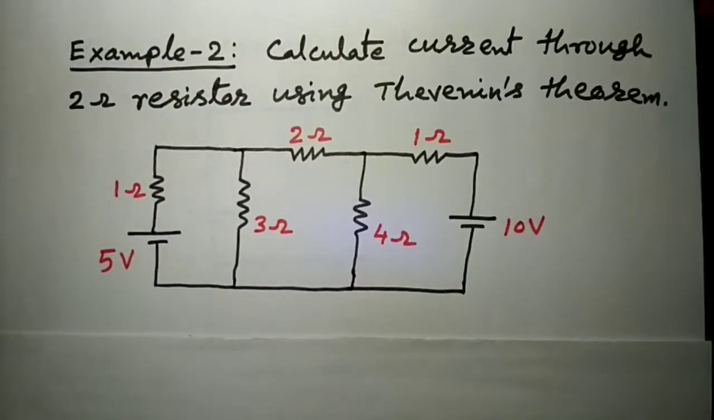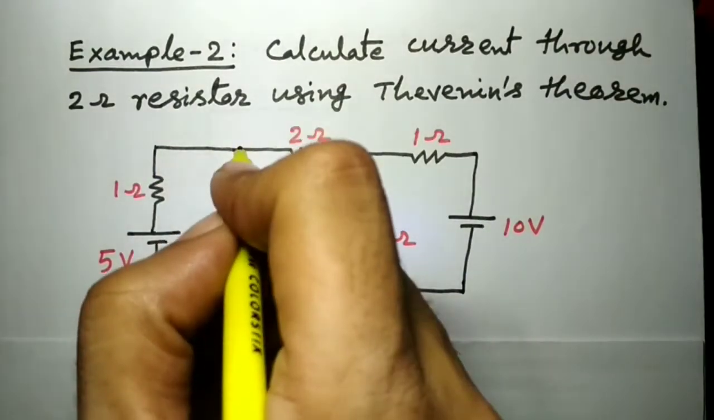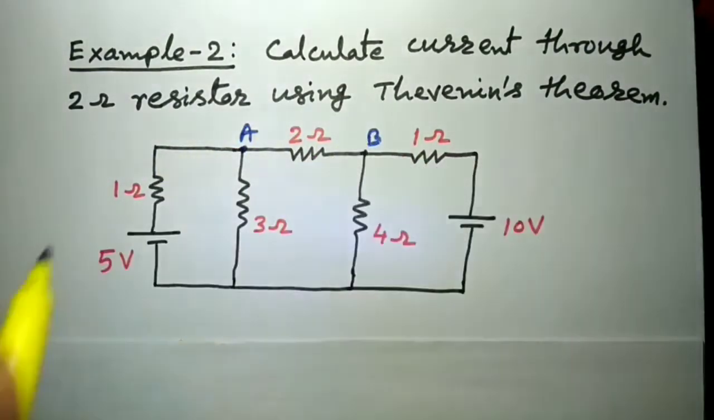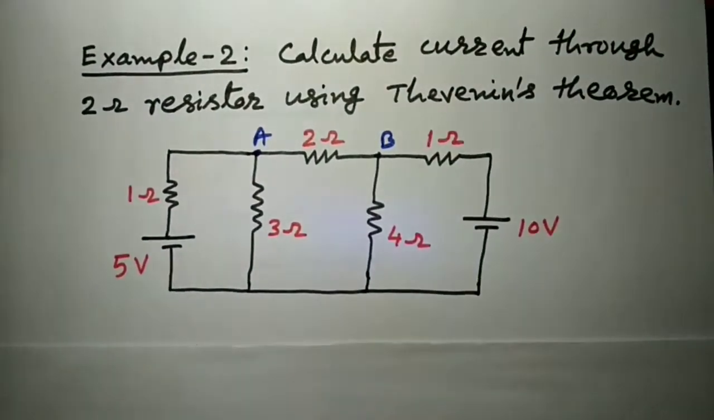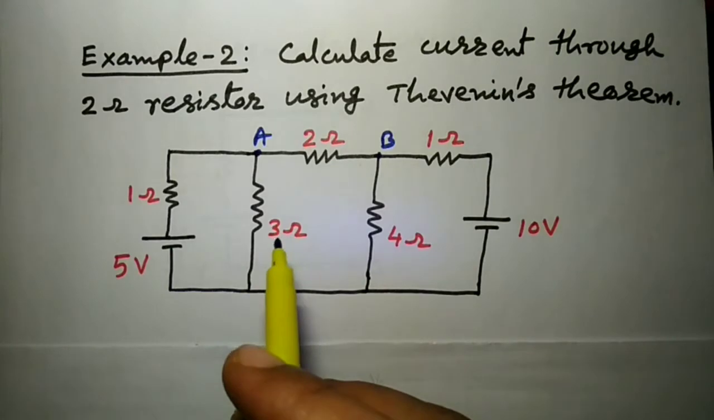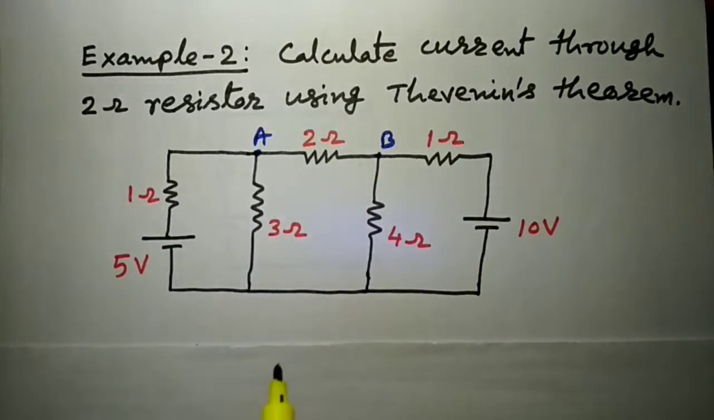Now the second example. Here we have to calculate the current through 2 ohm resistor using Thevenin's theorem. Here the load resistance is 2 ohms. So this is terminal A and B. So you have to find the Thevenin equivalent circuit across A and B terminal.